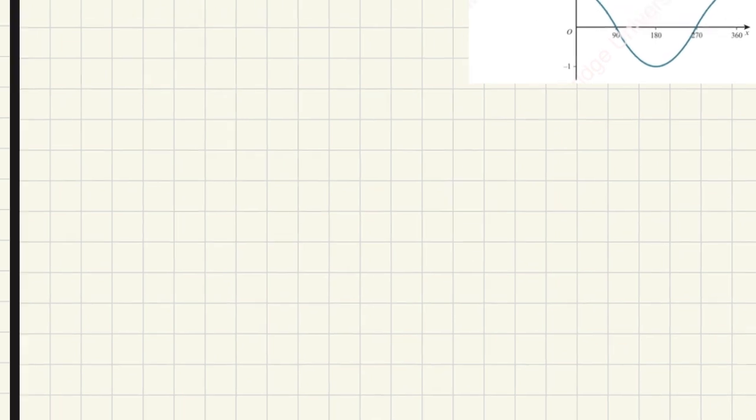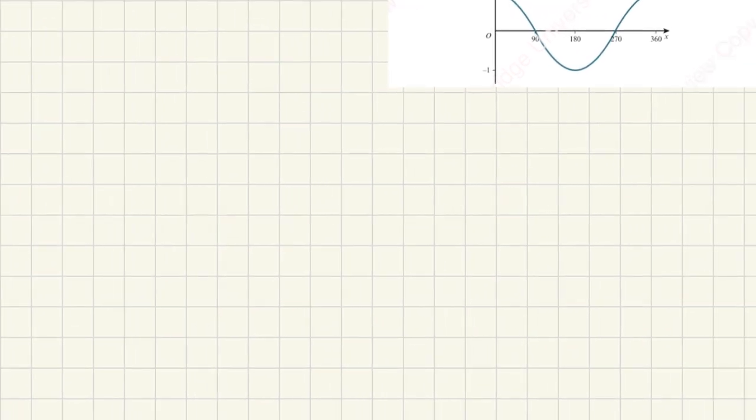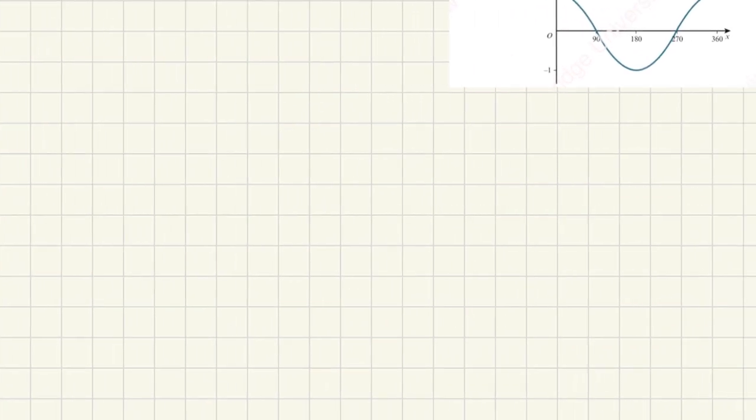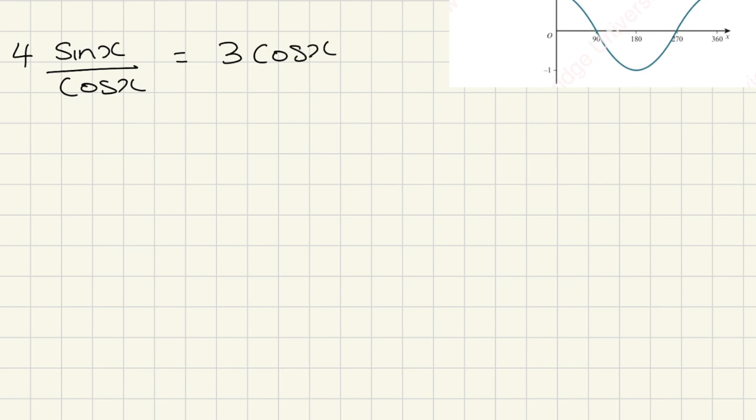To do this, I'm going to start off. I know that tan x is equal to sine over cos, so we're going to say 4 sine x over cos x is equal to 3 cos x. So what do we want to do? I can think of getting rid of this one on this side, and to do that, you'll have to multiply by cos x on both sides.